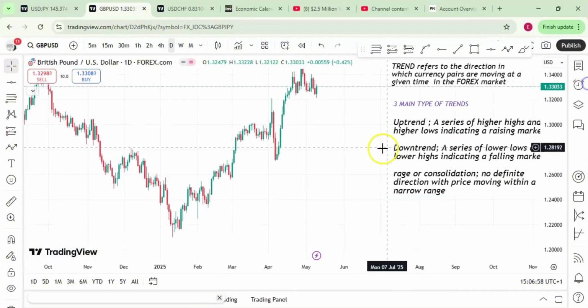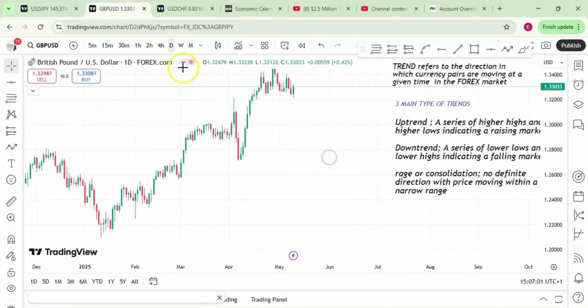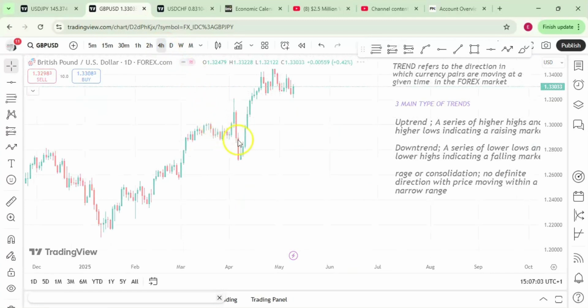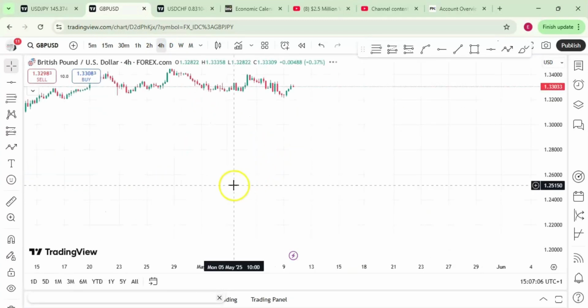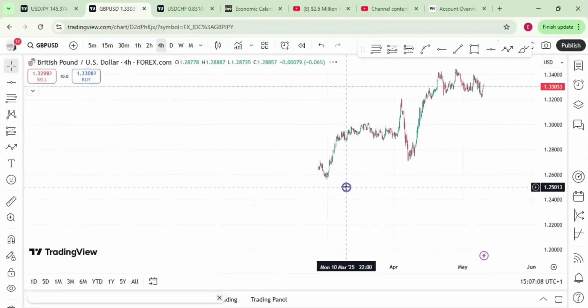Let's dive into the chart to see what an uptrend looks like practically. This is GBP USD. Let's look at the 4 hours time frame.